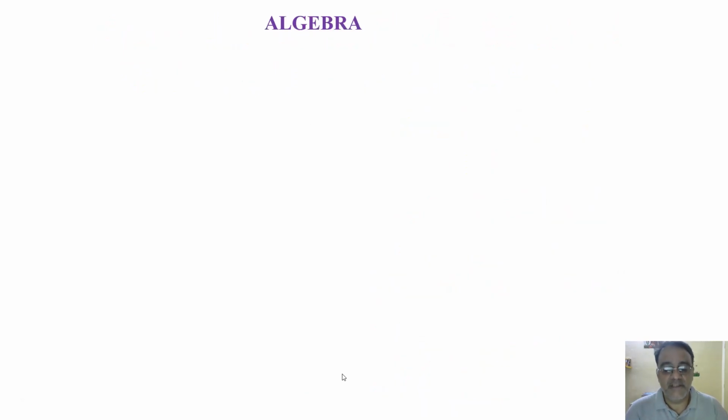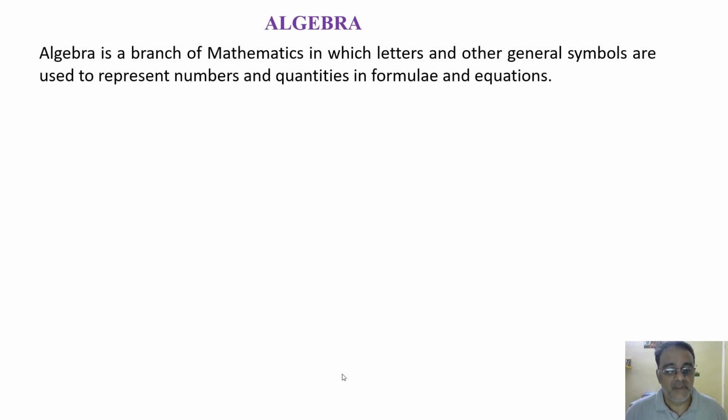So let us start with the term algebra. Algebra is a branch of mathematics in which letters and other general symbols are used to represent numbers and some quantities in formulas and equations, right? And in this, two very important topics are there, which we will include in algebra, that is variables and constant. So let us consider one example, one situation.